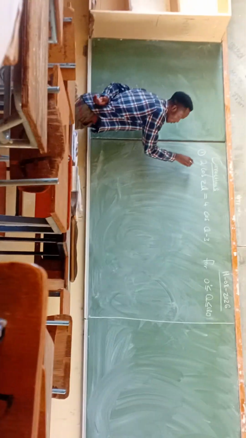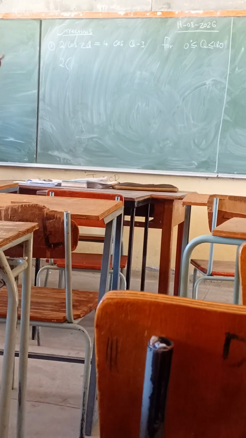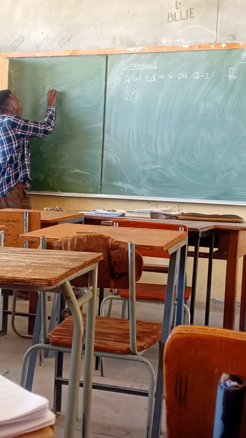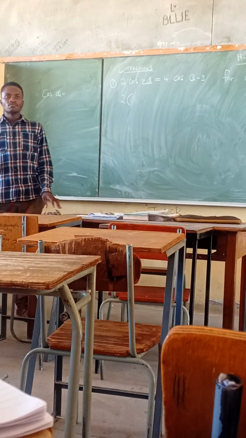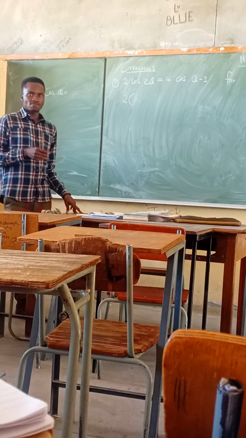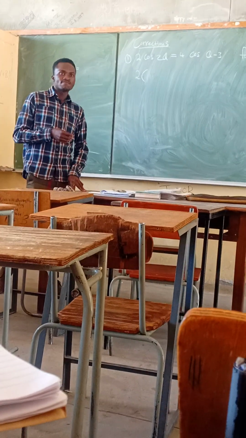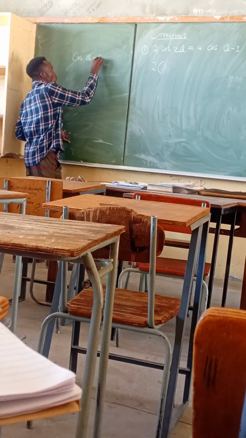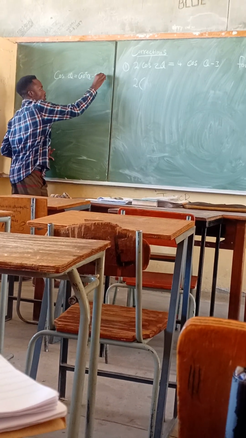A 2 is multiplying, so I have to open a bracket to show multiplication. That cos 2 theta is a double angle of cos. So I can write it like this: cos 2 theta. I can also write it as what? 2 theta. There are 3. The first one is cos squared minus sin squared. So cos squared theta minus sin squared theta.